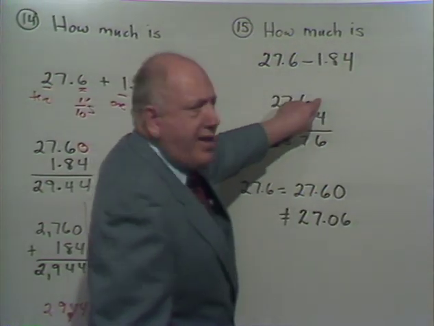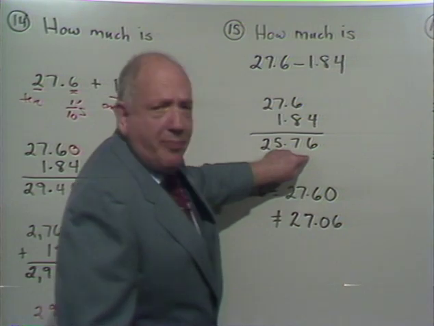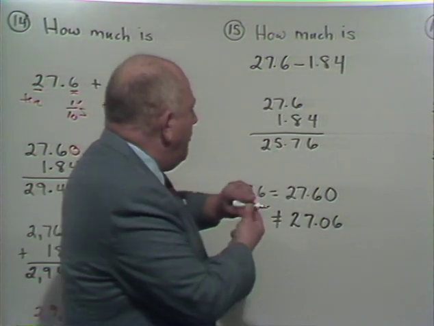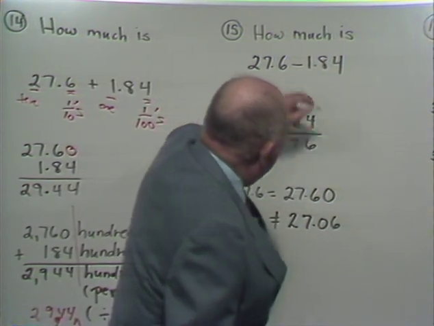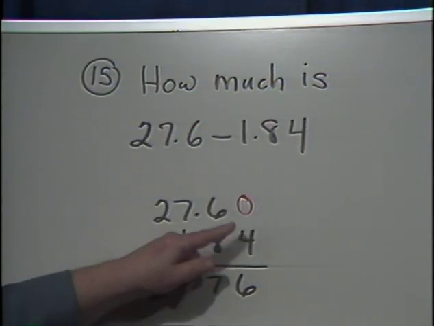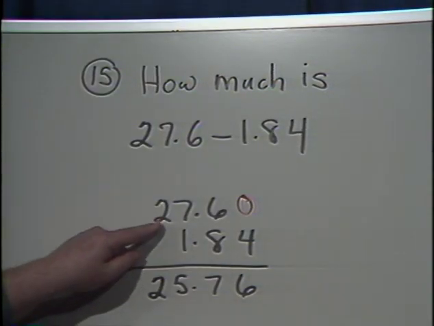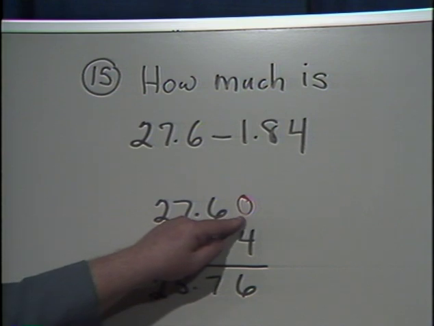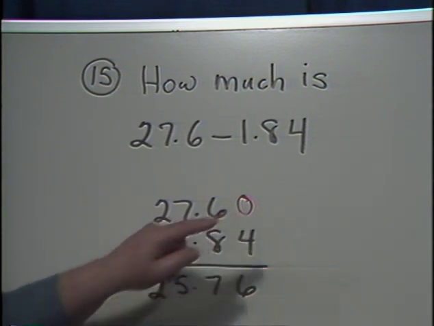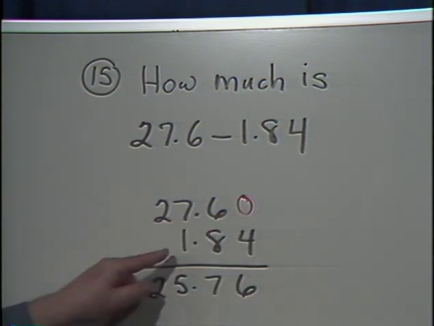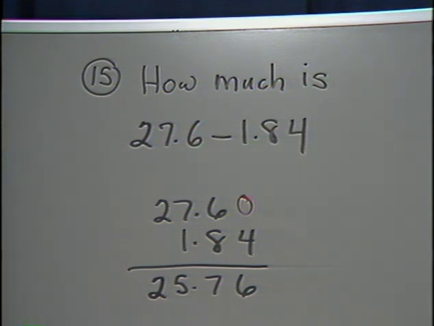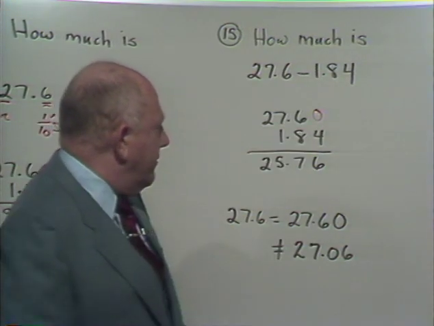Most people tend to say, who needs the 0, and they copy down a 4 here. Notice that a 0 is understood to be here. And so if you want to do this problem correctly, you're really subtracting what? From 2,760 hundredths, you're taking away 184 hundredths. You see, that 0 is really important here.